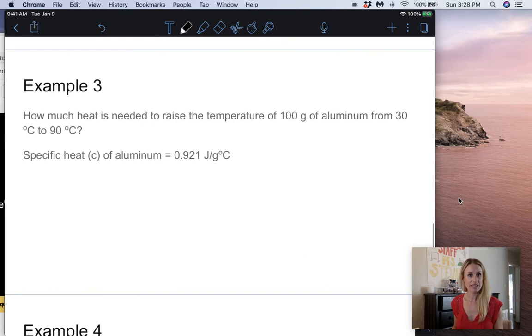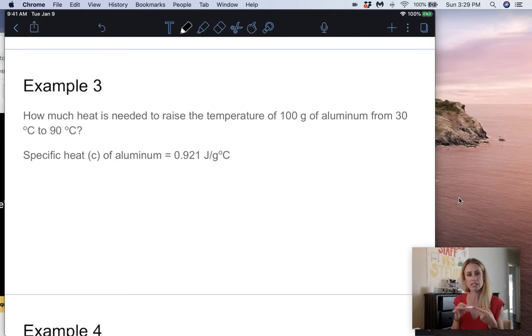Now let's do example number 3. We're just skipping number 2 apparently. How much heat is needed to raise the temperature of 100 grams of aluminum from 30 degrees Celsius to 90 degrees Celsius? So this is a different substance, but it's the same mass and it's the same temperature change. And here they give us the specific heat of aluminum is 0.921 joules per gram degree Celsius.